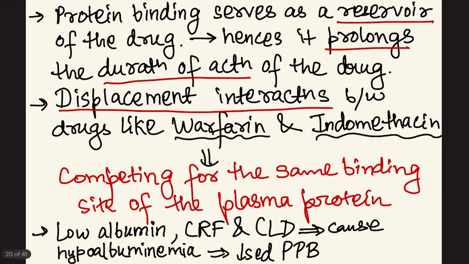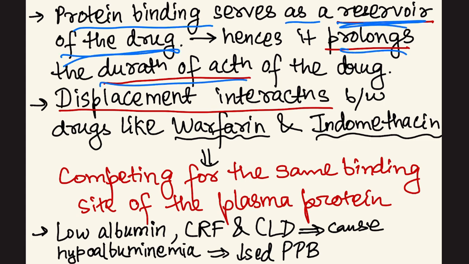So as you can see here, this protein binding serves as a reservoir for the drug, and as a result it will prolong the duration of the action, because if the drug is only present in the free form, once it is used up, there is no reservoir for producing new free drug. If we have the reservoir, after the free drug is used, the bound form of the drug will be converted into the free form, and as a result there will be an increase in the duration of action.